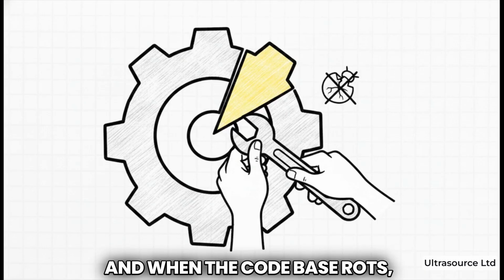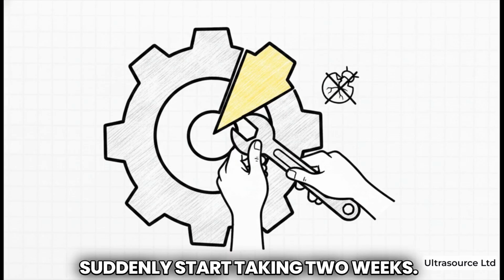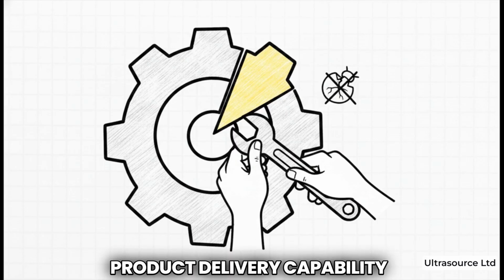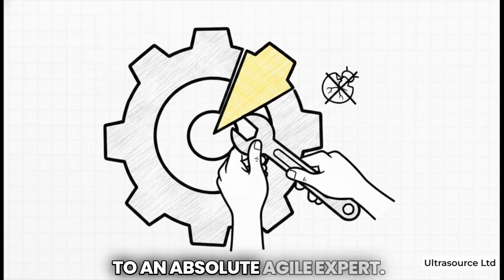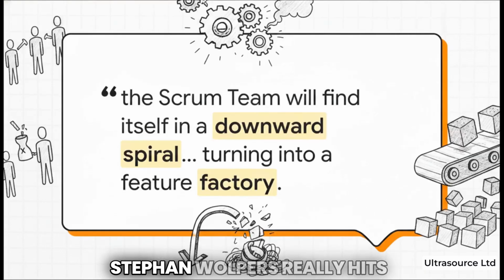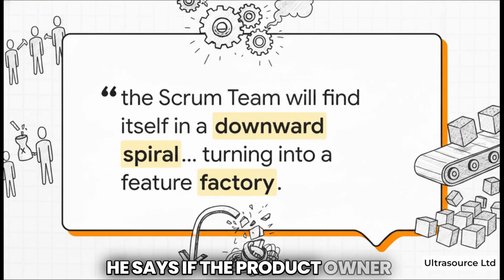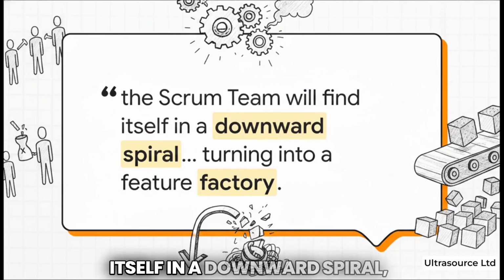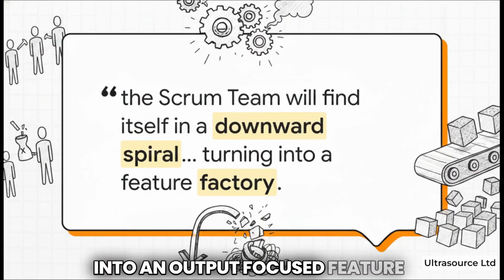And when the codebase rots, well, features that used to take 2 days to build suddenly start taking 2 weeks. If you ignore this ongoing maintenance, the team's future product delivery capability will rapidly decrease, and it's going to slow everything down to an absolute crawl. Agile expert Stefan Wolpers really hits the nail on the head here. He says, if the product owner ignores the need for this work, the Scrum team will find itself in a downward spiral, turning slowly but steadily into an output-focused feature factory.